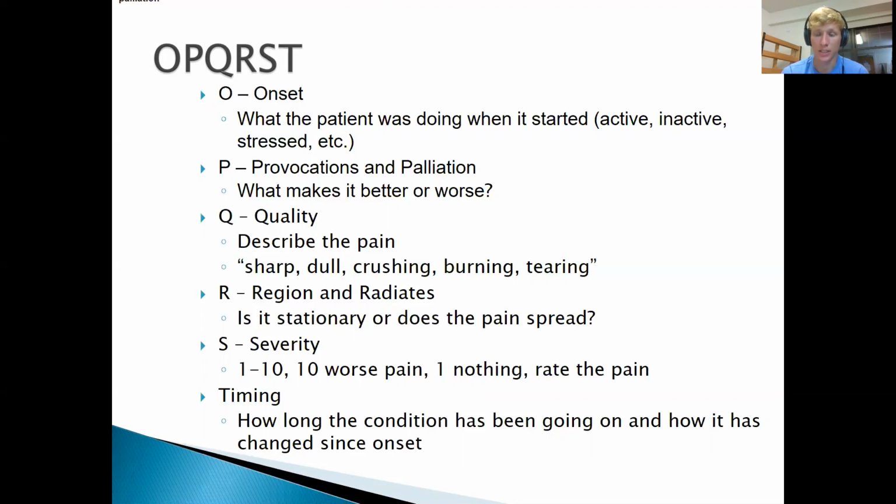Is it stationary or does the pain spread? Remember back to the other video with referred pain. Severity. 1 being no pain at all, 10 being the worst pain you've ever felt in your life. What does the pain feel like? And timing. How long has this condition been going on? And how has it changed since onset?